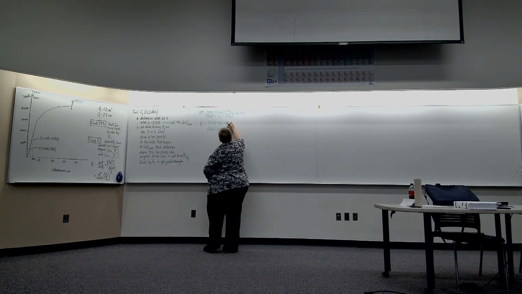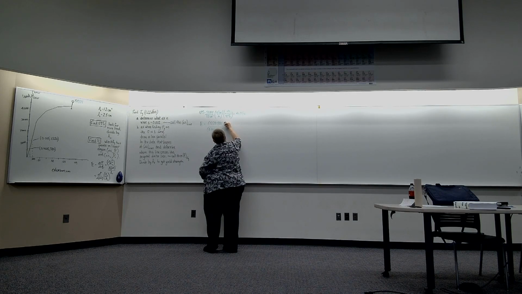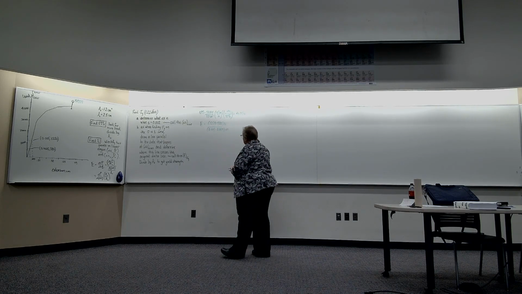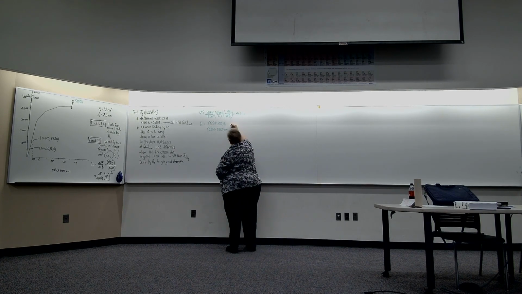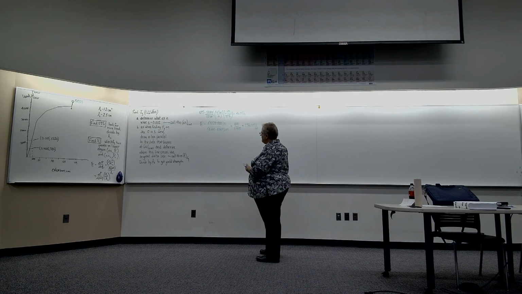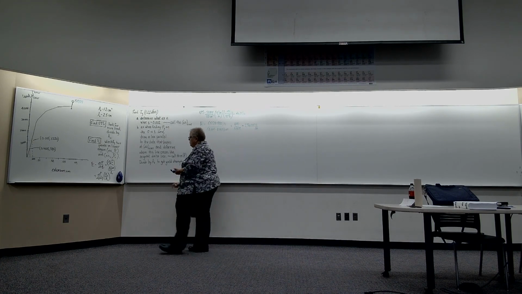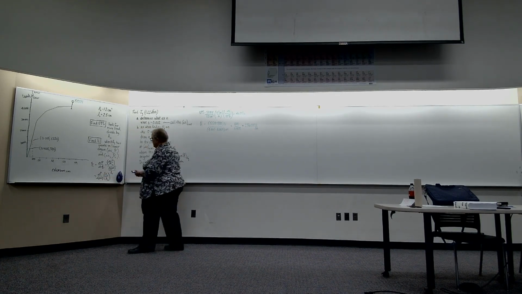Wait, these are newtons. There we go. So that's 640 over 0.0025, so 256,000 newtons per centimeter. That's my value for delta P over the change in delta X.